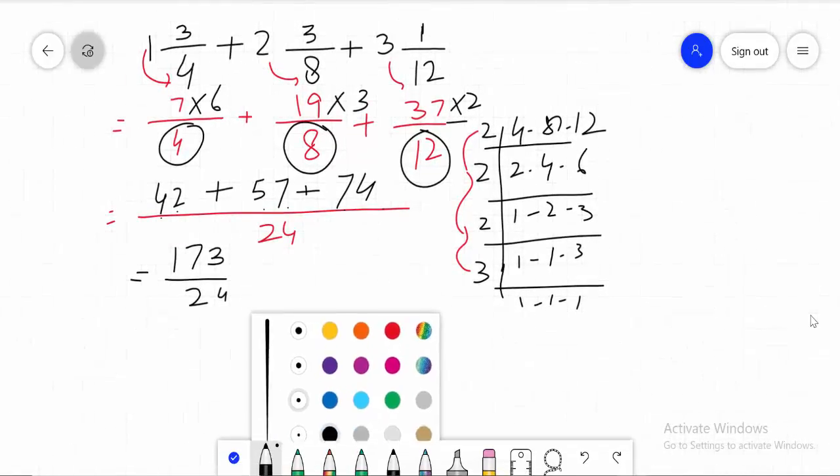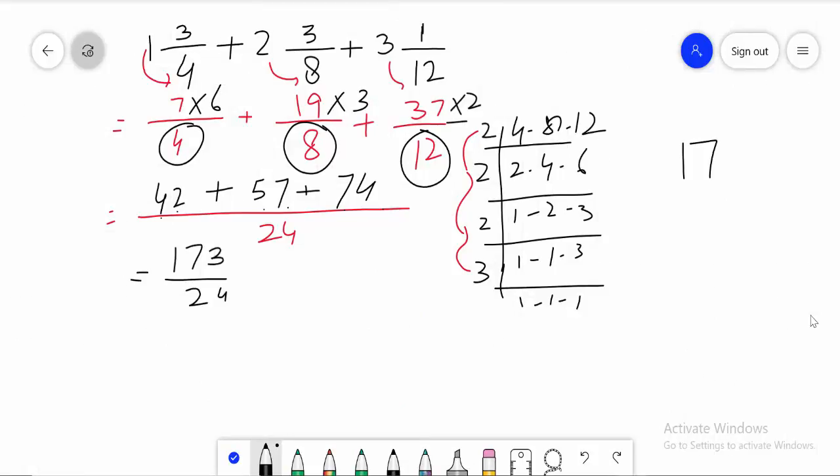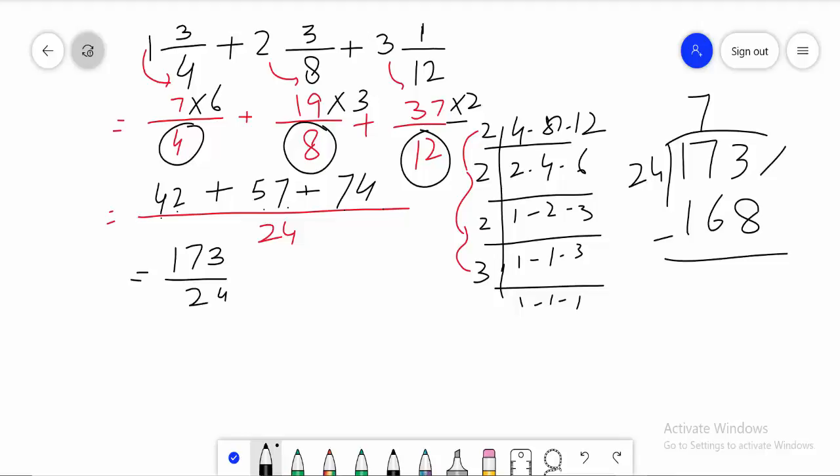Just what to do? The concept is 173 divided by 24, and now multiply 24 with any number that reaches 173. So first of all, 24 multiply 7. 24 7s are 168, and if we do 24 with 8 then it will be greater than 173, so we stop ourselves. 24 multiply 7, the answer is 168. So 7 carries 13, 13 minus 8, the answer is 5.